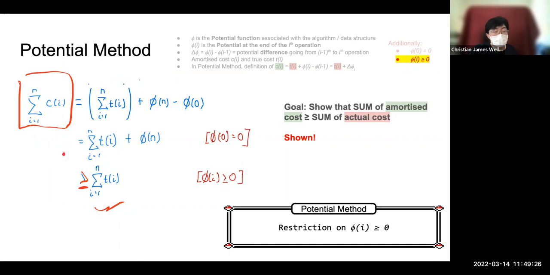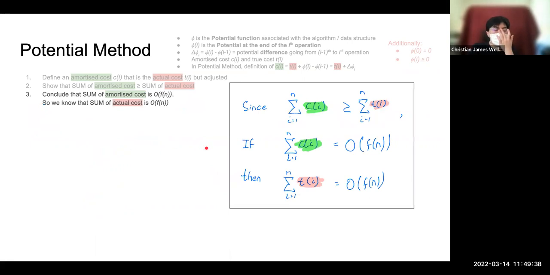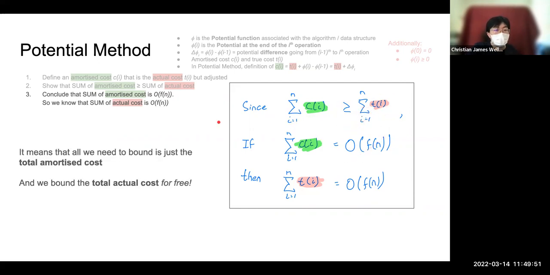So this is the derivation. It's okay if you don't understand this derivation yet. I just want to convince you why the potential method works. Same thing as before: if we know that the sum of amortized cost is bounded by some function f(n), then something that's even smaller should also be bounded by f(n). That's the point of this argument. Like I said earlier, if we bound the total amortized cost, we bound the total actual cost for free.